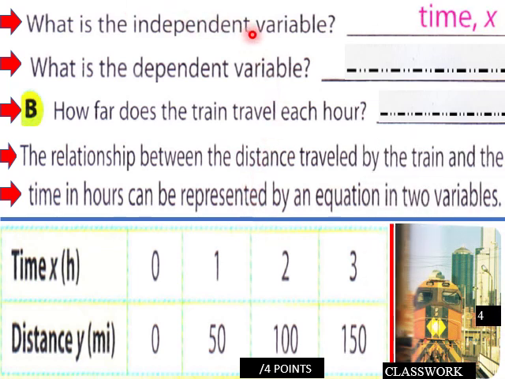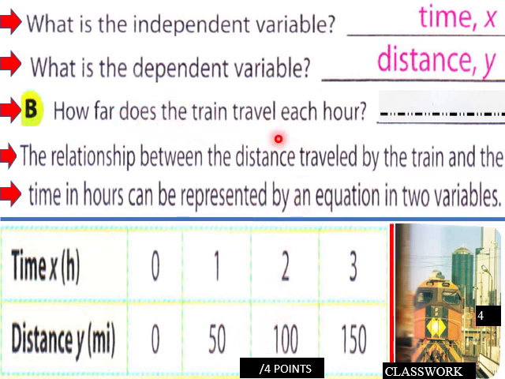So up here, what is the independent variable? It would be x. Time is independent of distance. Time's going to happen anyways. Distance depends on time. So x and y. X is your independent variable. Y is your dependent variable. Distance is dependent on time.